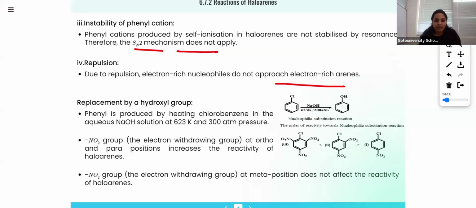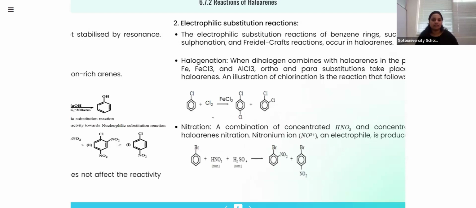Next one, replacement by hydroxyl group. See here, the chlorine can be replaced by a hydroxyl group. And next, here we are replacing with the nitro group. So here ortho, meta and para positions are there. We are getting ortho and para substituted product. See here, para only. Depending on the substituent groups, we will get different products in haloarenes.